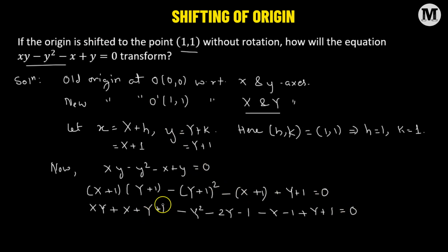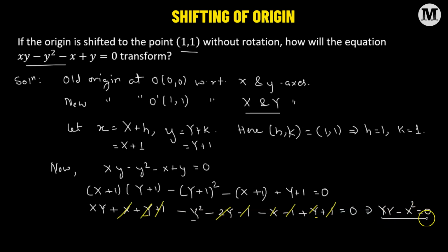Let's start with this positive 1, which cancels with this negative 1. Then we have this particular negative 1 cancelling out with the positive 1. Here we have positive x cancelling with negative x, and then we have positive y, that makes positive 2y, which gets cancelled out with negative 2y. So all the y terms and x terms get cancelled. We are now left with xy, the first term, and then we have negative x squared. So xy minus x squared equals 0.